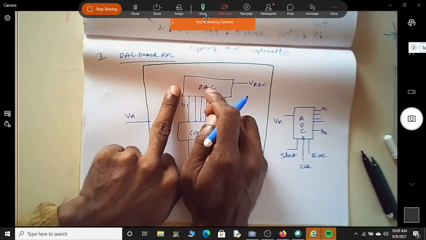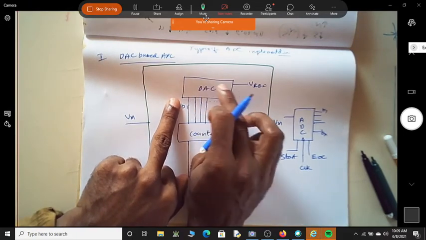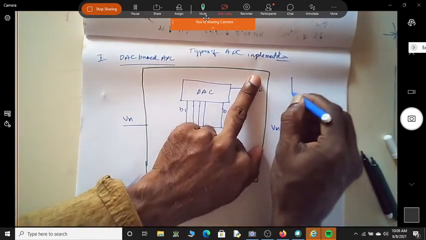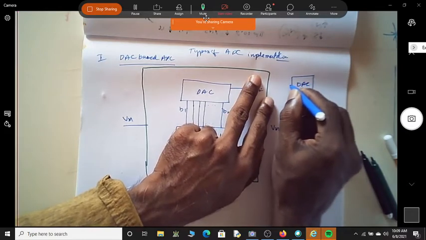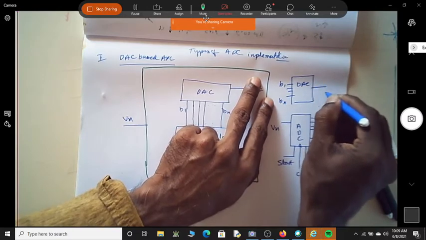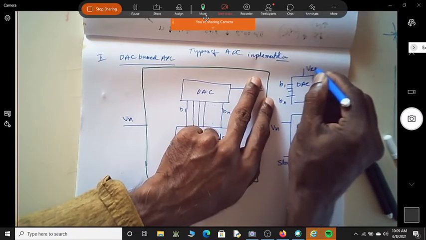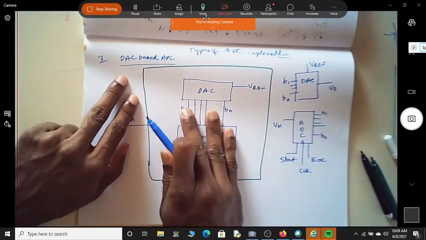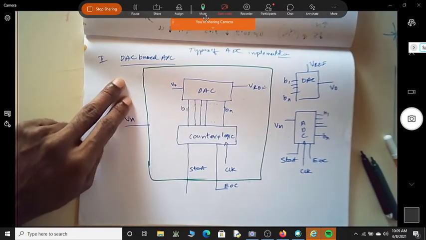And what is the output of a DAC circuit? Typically, for a digital to analog converter, what is the typical output? Suppose I write a DAC circuit, what does it consist of? Does it have B1 to Bn inputs? Will it have V0 and some reference voltage? Yes, I have the reference voltage, I have the binary inputs, so there is a V0 here.